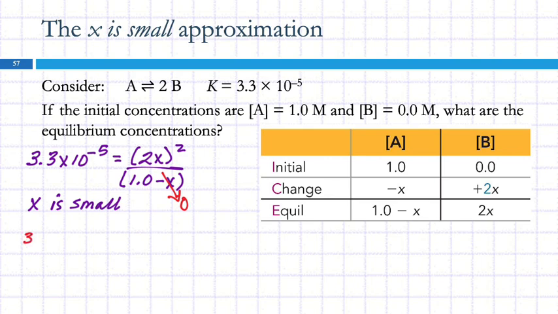So doing that, we get 3.3 times 10 to the minus 5 is equal to 4x squared divided by 1. And so now this is much easier to solve. I got my 3.3 times 10 to the minus 5. And I'm going to divide that by 4 and take the square root of it.